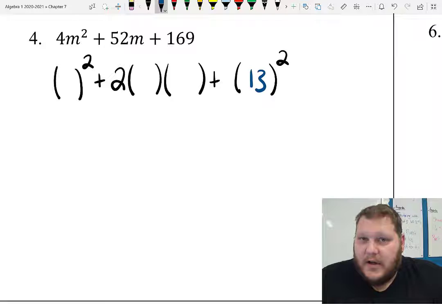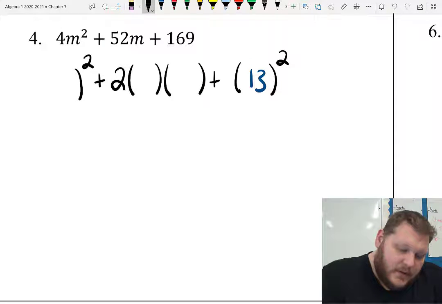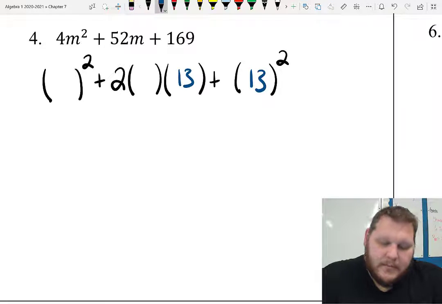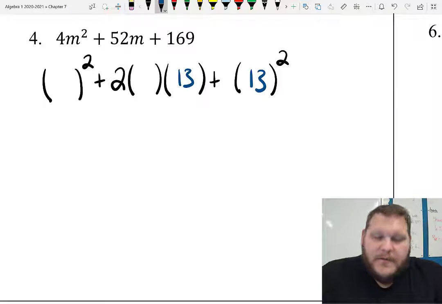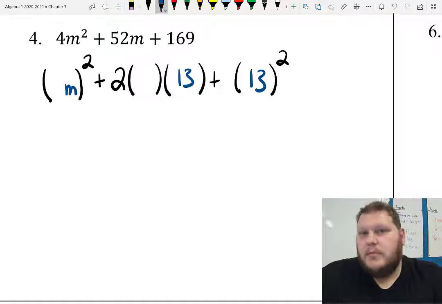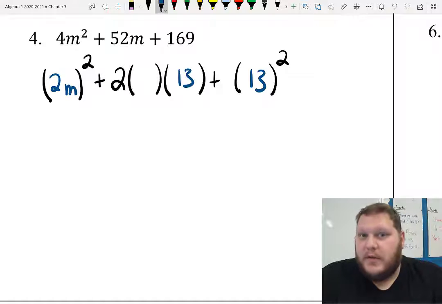Again, use your calculator to check if it's a perfect square or not. I'm going to have to move this over here a little bit to make sure it all fits. And then for my first term, if that's 13, that also has to be 13, because remember, 2ab is my middle term. My first term, m squared, obviously is m squared. And then 2 squared is 4.